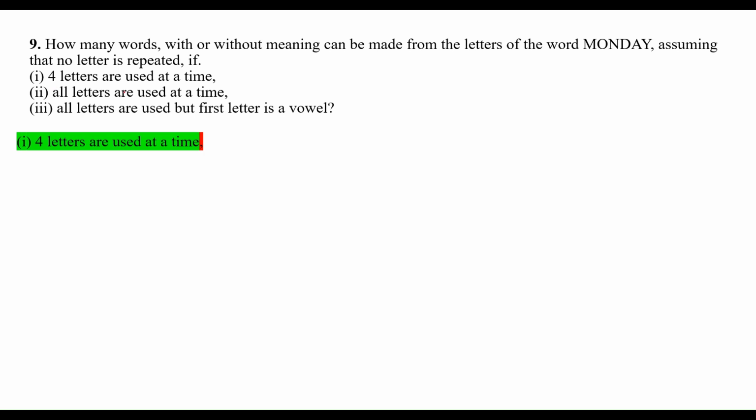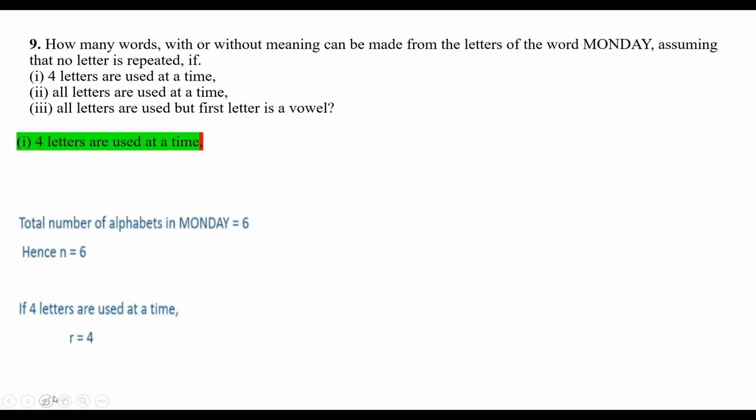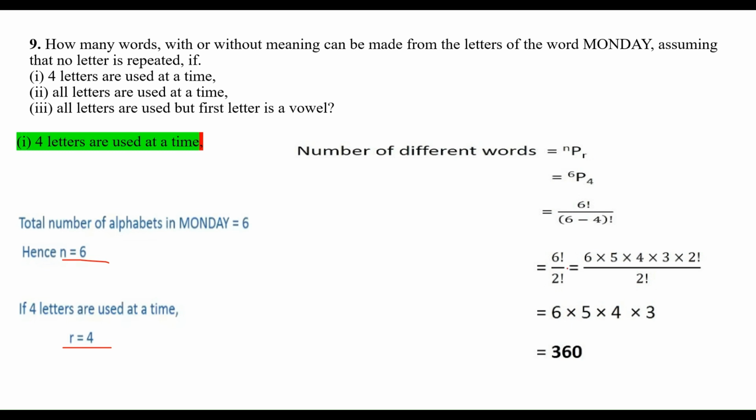First condition, four letters are used at a time. So total how many letters are there? Six. And the first condition is we need only four letters. The value of n is 6 and r is 4. What is the formula of nPr? Yes, that is nPr is what? 6P4, 6 factorial divided by (6 minus 4) factorial. We will split it and cancel. Then 6 into 5 into 4 into 3. 6 5s are 30, 30 4s are 120, 120 into 3 is 360.